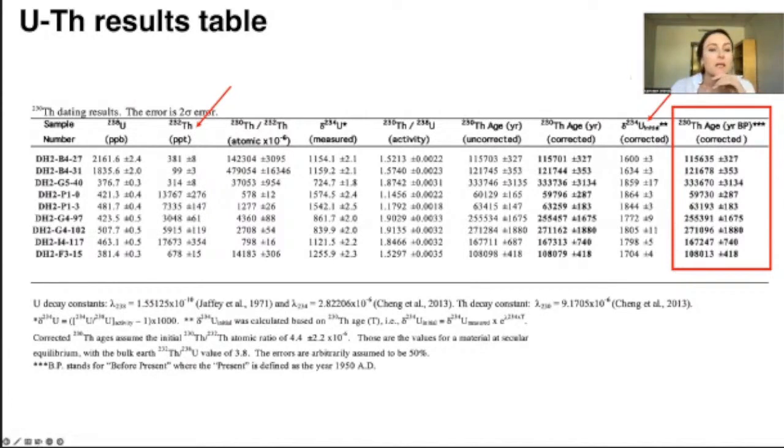So for example, in some studies, people will look at the delta 234 initial and use it as a proxy for whether or not the environment that your speleothem is growing in is either a wet or a dry environment. This is very applicable to maybe deserts that experience drastically different conditions during glacial periods, for example.